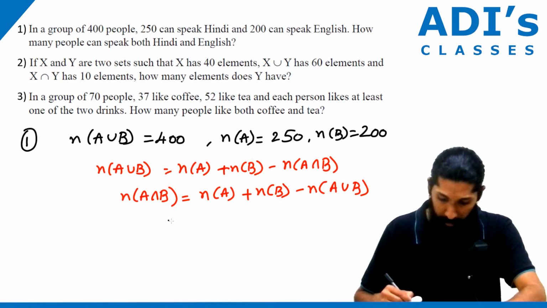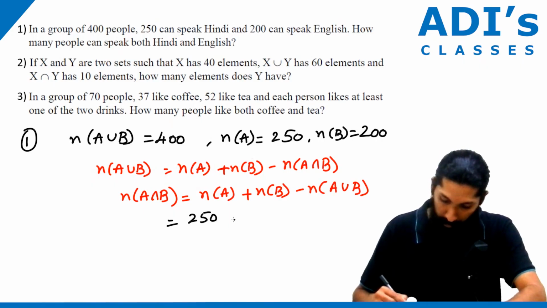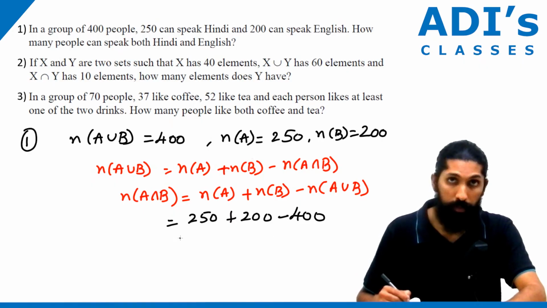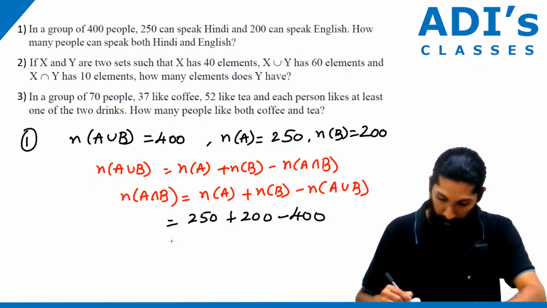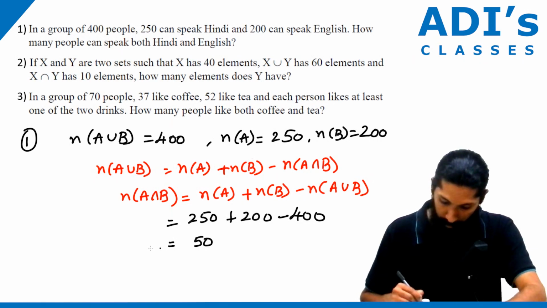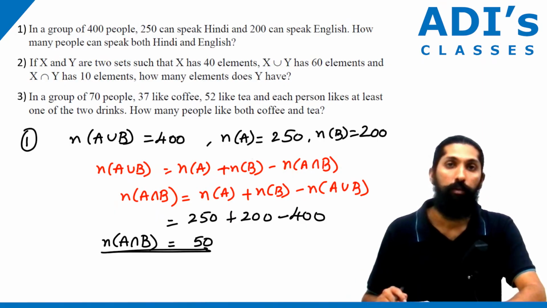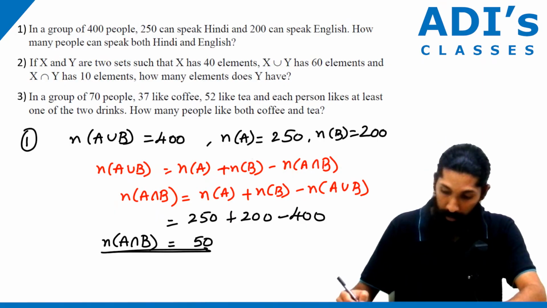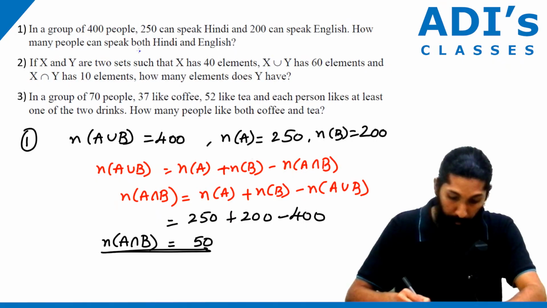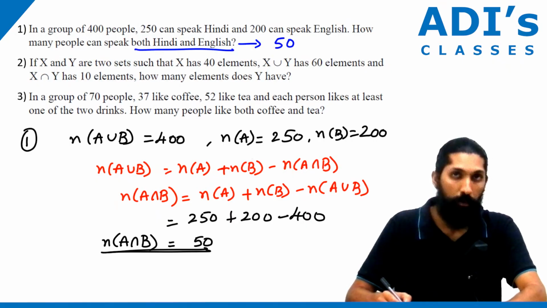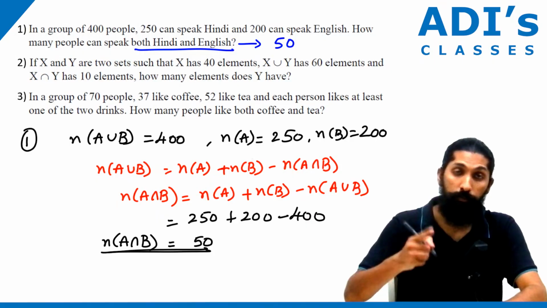Apply the values. 250 plus 200 minus 400. So 450 minus 400, which is going to give you 50. So n of A intersection B gives you a value of 50. That means here the answer, that means how many can speak both, the answer becomes 50. Fair enough? This is the answer for the first question.